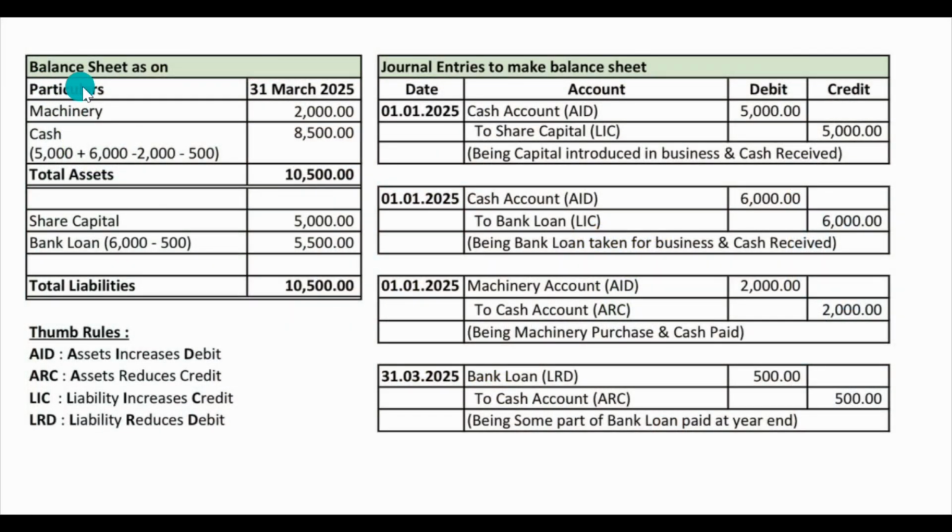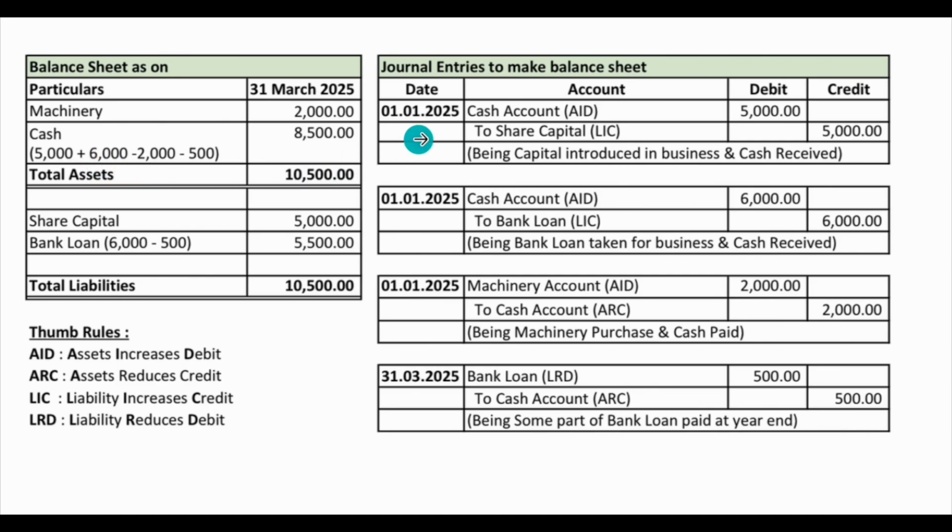So let's understand the balance sheet and journal entries correlation. Now let us assume that on 1st January 2025, you have started a business and introduced share capital into the business of 5,000. So your liability side increases by 5,000 in the form of share capital, and also the cash balance of the business increases by 5,000. That is, your asset side increases by 5,000 and thus your balance sheet tallies.